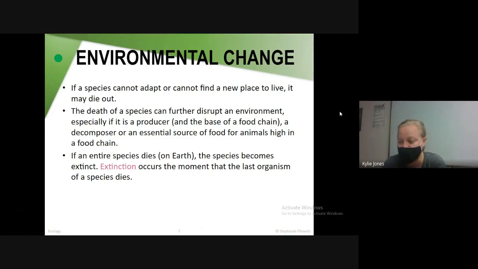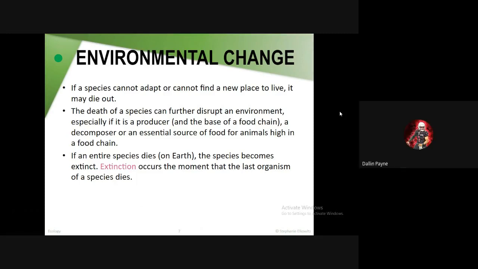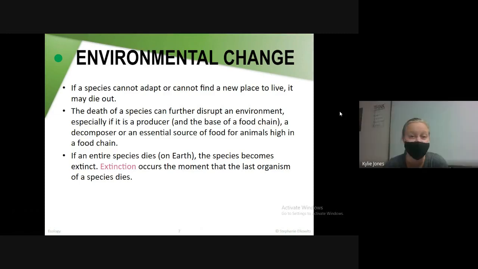What else is extinct? The dodo bird is extinct. I don't know much about it, but it's a bird that I know is extinct. There's also the Tasmanian tiger. The Tasmanian tiger is extinct. Yep. There's no more of that species left on Earth, so it is extinct. We cannot bring it back. We are not like Jurassic Park. We're not going to be able to bring them back.